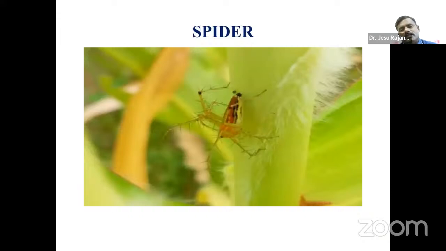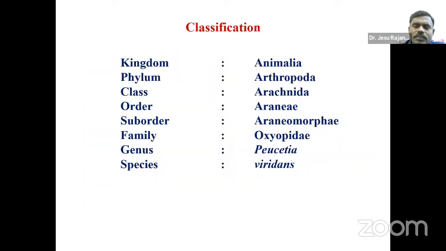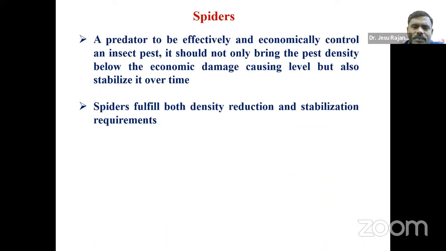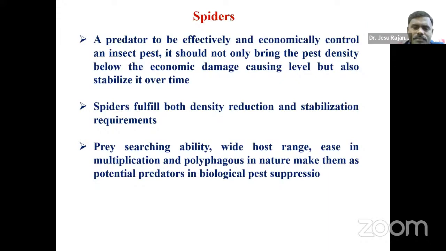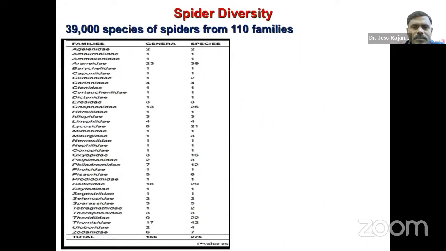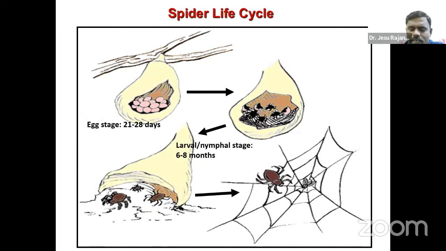The next thing is not an insect anyway. I explained this also. Spider is one of the good predators. So it's very easy for mass production, but the problem here is that cannibalism is very common compared to the other insects. Here there is more cannibalism. You know that there are more than 39,000 species of spiders from 110 families. So I'm simply skipping some slides.